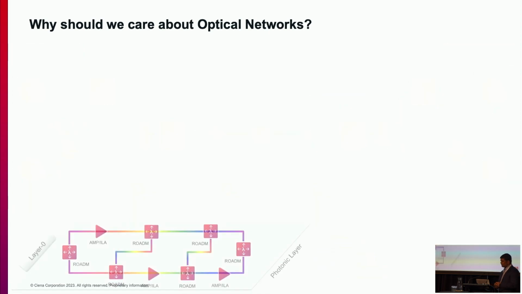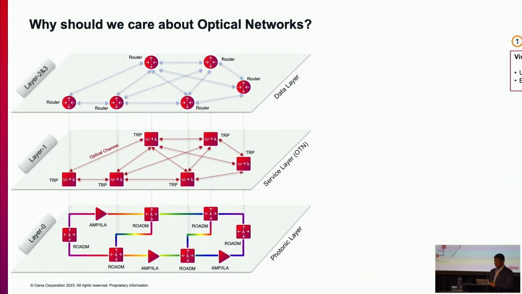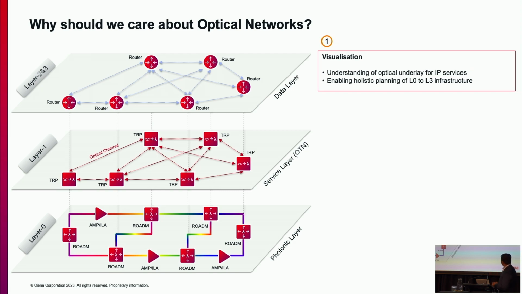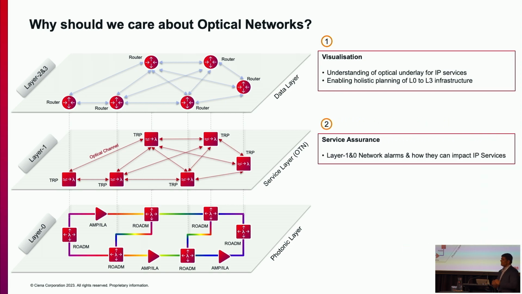From the operational point of view, the first point to be taken into consideration is visualization, I would say. It's good to understand what's happening on the optical layer beneath my IP layer. And if I'm able to understand that, I would be able to create a holistic layer 0 to layer 3 infrastructure. The second point is service assurance. Layer 0, layer 1, layer 2, layer 3 have their own network alarms and performance monitoring parameters. If I'm able to understand what a layer 0 performance monitoring parameter would have as an impact on my layer 3 services, the correlation between different layers would be able to provide better service assurance.